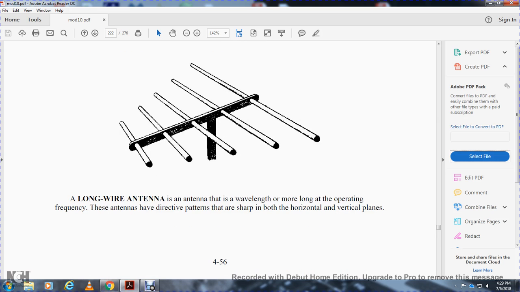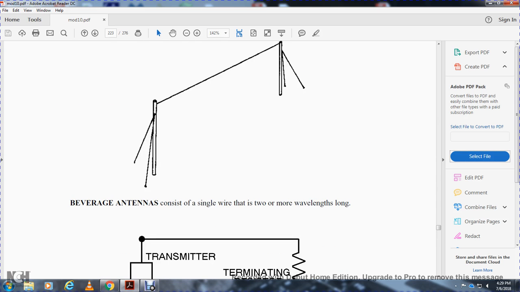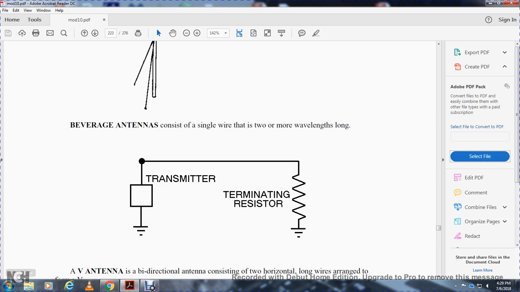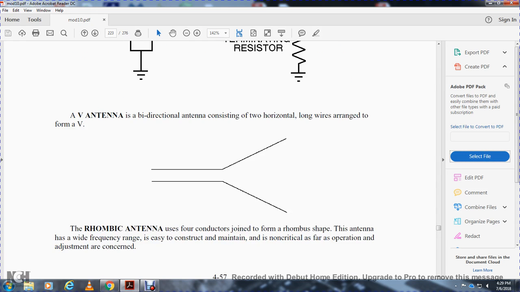A long wire antenna is a wavelength or more long at the operating frequency. The directional pattern is sharp in both the horizontal and vertical planes. Beverage antennas consist of a single wire that is two or more wavelengths long. The antenna is connected to the transmitter with a terminating resistor. The V antenna is a bidirectional antenna consisting of two horizontal long wires that form the shape of a V.